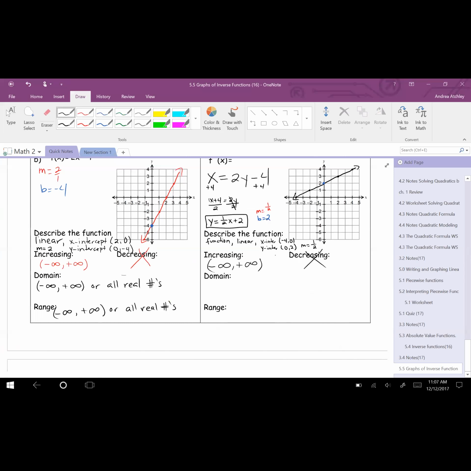The domain, I'm still going to be able to go left and right forever, so that is all real numbers, or negative infinity to positive infinity. The range too, I'll still forever be able to go up and down. So the range is all real numbers as well.